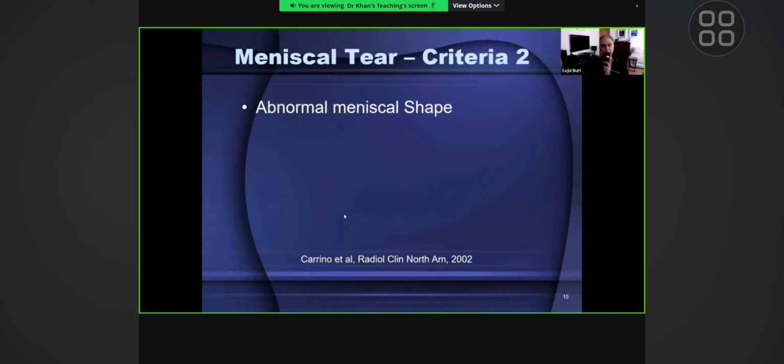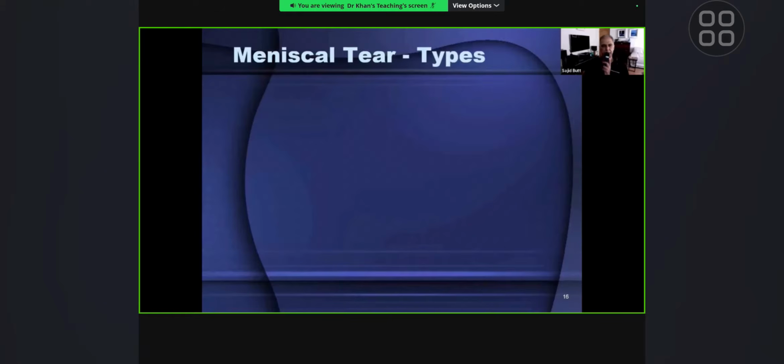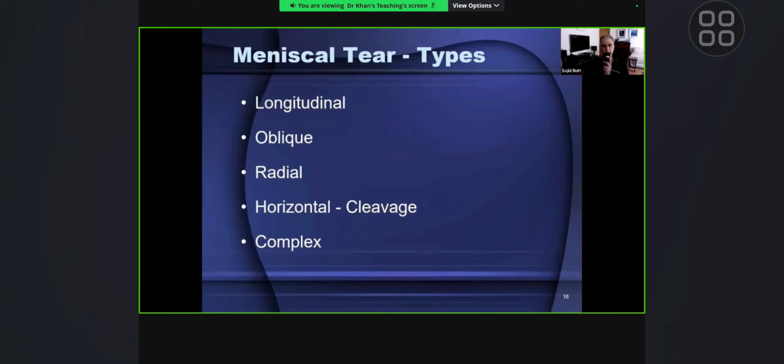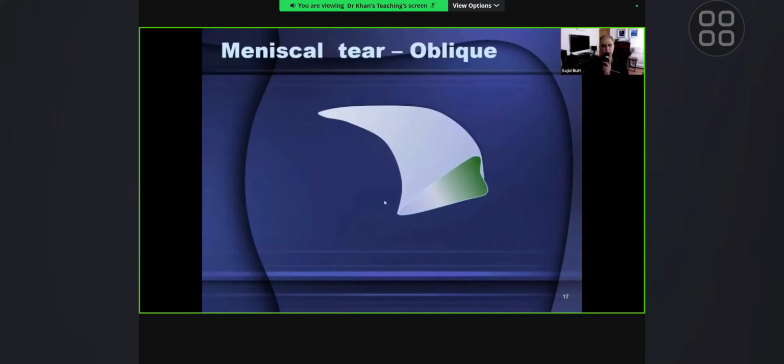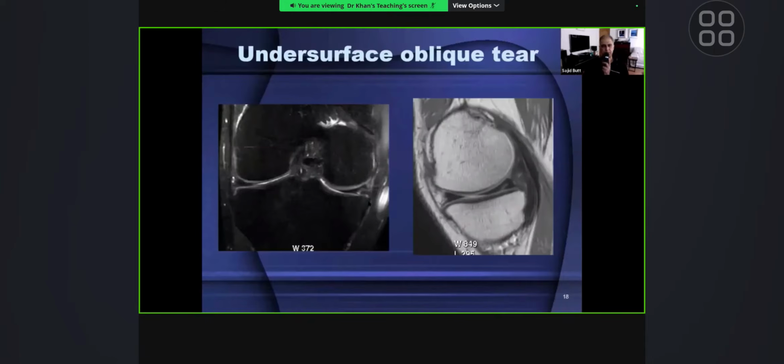The second criteria is that you end up with a meniscus which has an abnormal shape. It has lost its bow tie, or it has got a missing segment of the meniscal tissue. The tears can be of longitudinal variety or a horizontal cleavage variety. A horizontal tear would divide the meniscal tissue into an upper and a lower half, whereas a longitudinal tear will divide it along the length of the meniscus, the longitudinal axis of the meniscus.